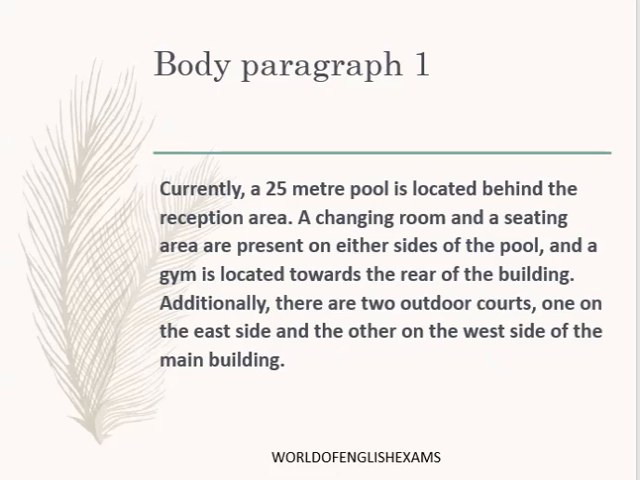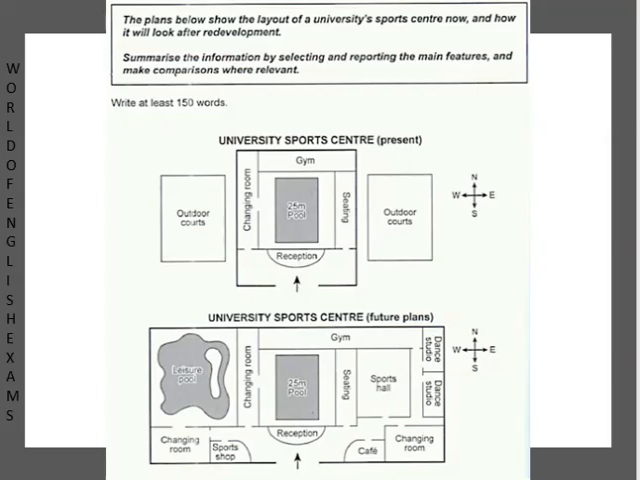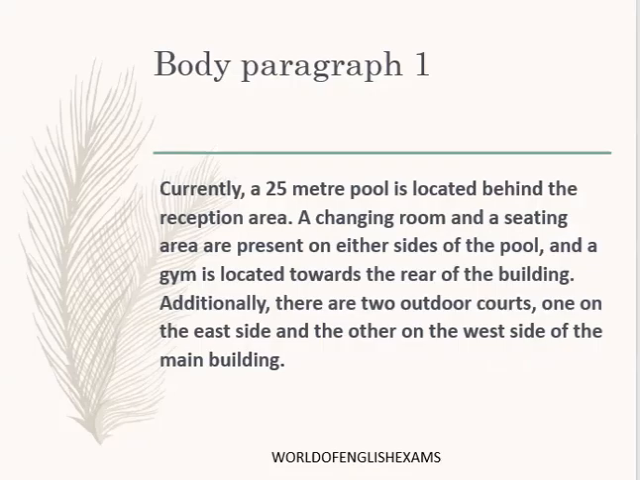Then not only this, but in addition to this, I can also see that on either sides of the building there are outdoor courts, one towards the eastern side and the other towards the western side. So let me represent that. Additionally, there are two outdoor courts, one on the east side and the other on the west side of the main building. That's it. So if you see, I haven't complicated anything. I have put it up in the easiest way possible so that the reader can understand it very well.